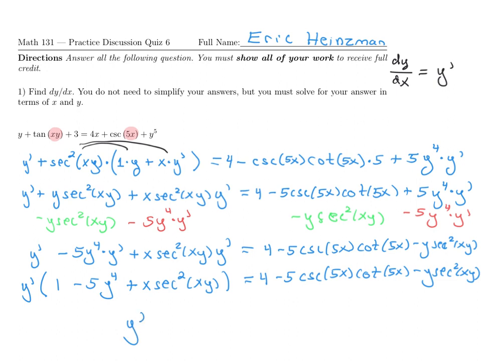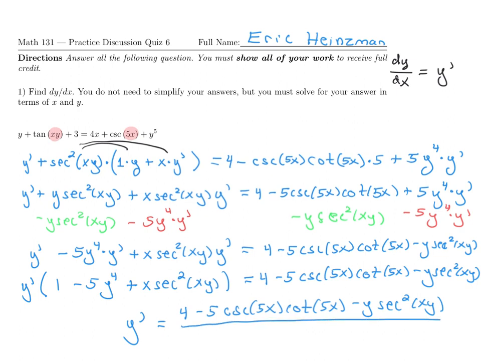We have that y prime is equal to a fraction. The fraction is 4 minus 5 cosecant 5x cotangent 5x minus y secant squared xy, and this is all divided by this thing, which is 1 minus 5y to the fourth plus x secant squared xy. And this here is the final answer.